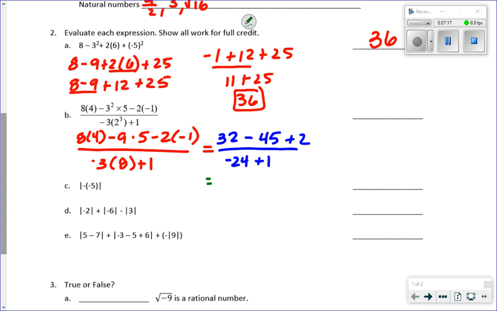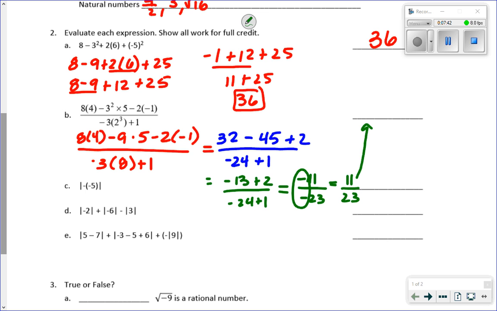32 minus 45 is negative 13. And then simplifying the numerator and the denominator, negative 13 plus 2 is negative 11. And on the bottom, negative 24 plus 1 is negative 23. And then, of course, we don't want this double negative here, so my answer is positive 11 over 23. And I would write that on that blank.